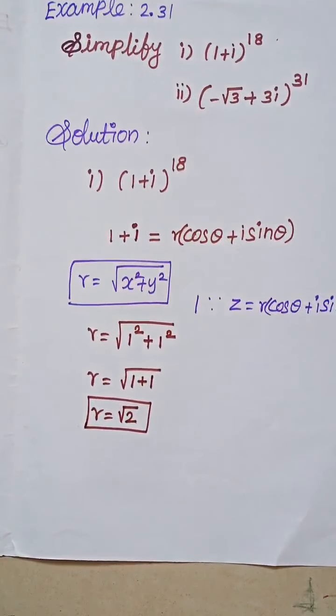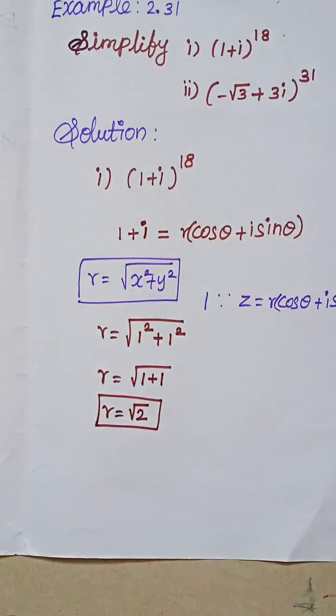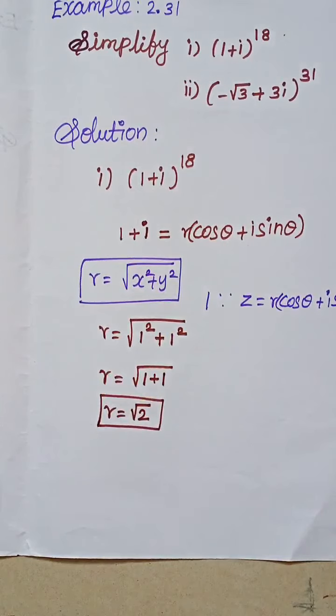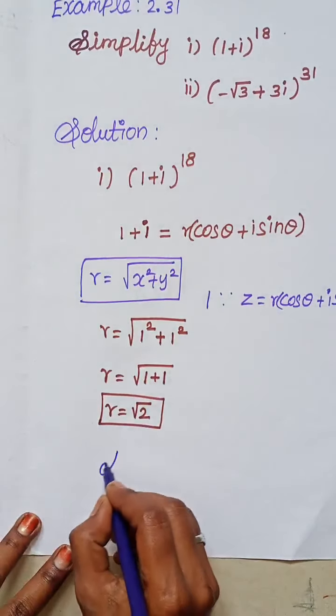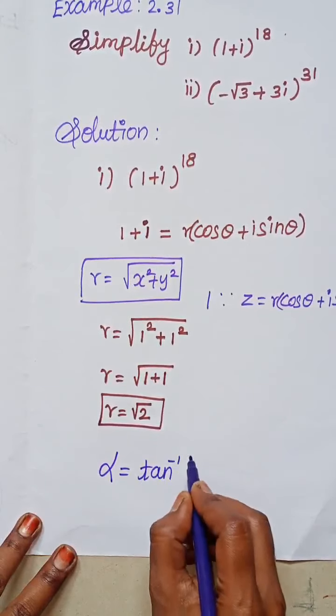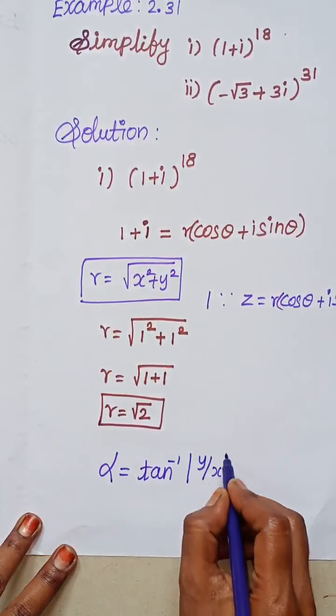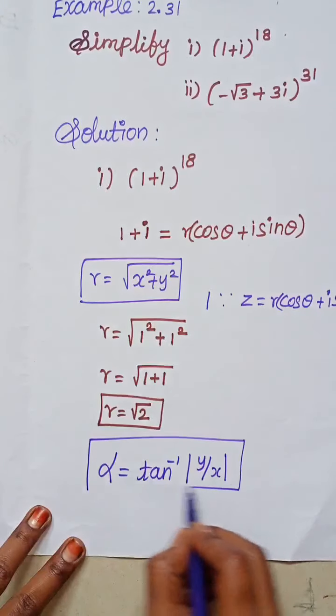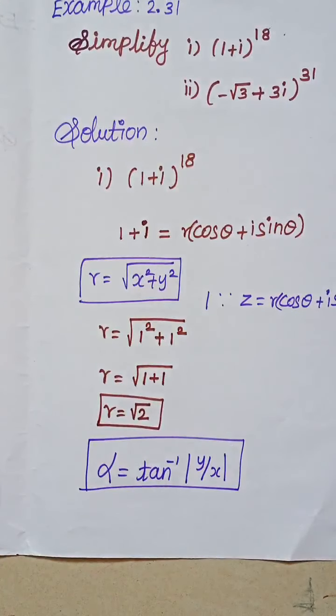Next, find the value of theta. We know the formula theta equal to tan inverse of y by x. Here we first need alpha, and after that we find the value of theta. So alpha is tan inverse of modulus y by x. What is the formula of alpha? Alpha equal to tan inverse of modulus y by x.